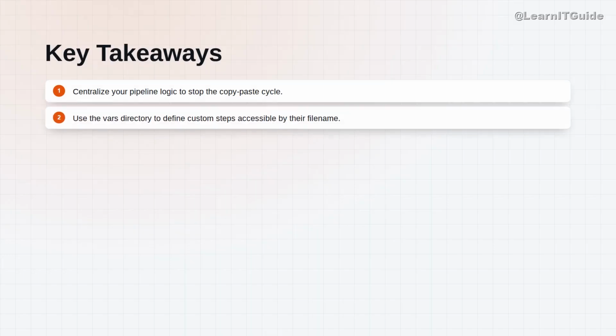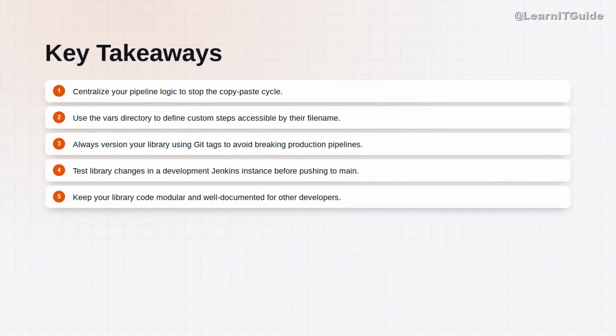To recap everything we covered today, first, centralize your pipeline logic. Stop copying files. Second, use the vars directory to create steps that are easy to call. Third, always use Git tags for versions. You do not want an untested change to break every pipeline in your company. Fourth, test your library code in a sandbox before making it global. Finally, treat your library like a product and document it, so others can actually use it.